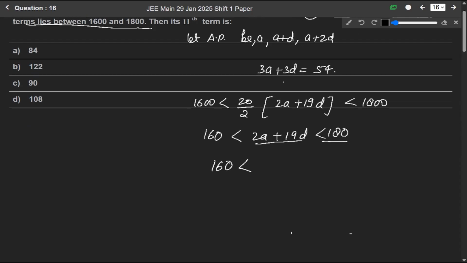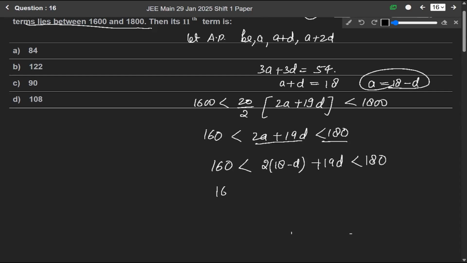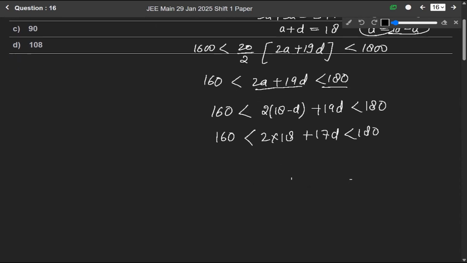From here we can write a plus d equals 18. Okay. So here we can write a is equal to 18 minus d. If we write 18 minus d, then 18 minus d plus 19d, less than, so 160 will be 2 into 18 minus 2d. So it will be plus 17d less than 180. Okay.